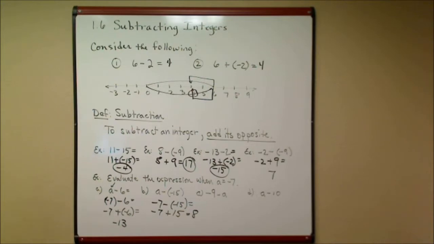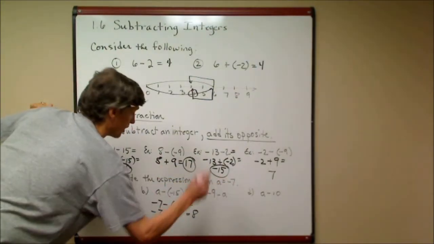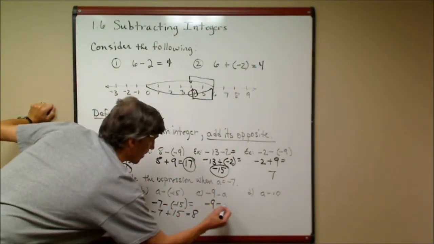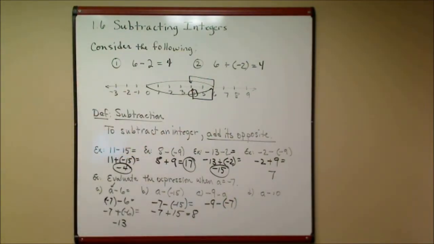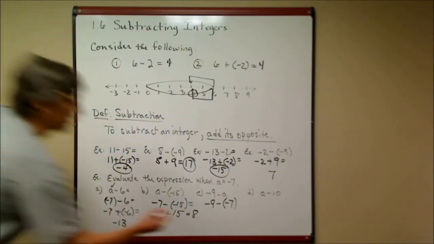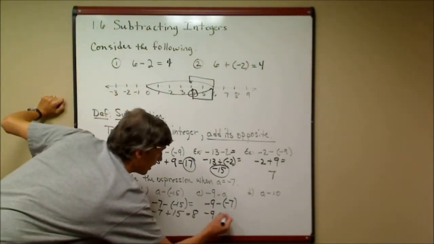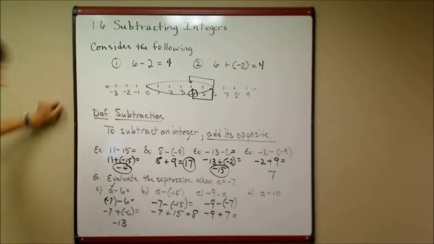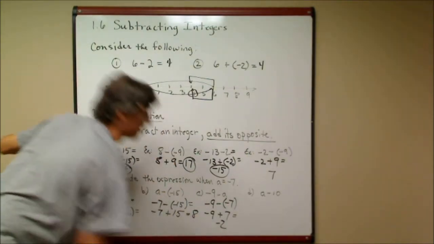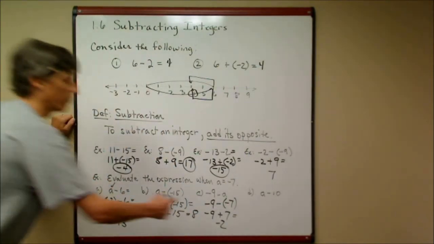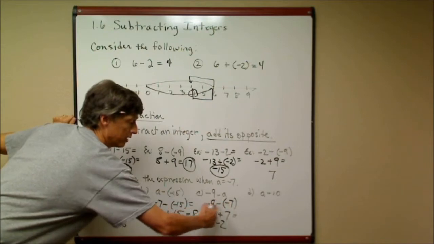Negative 9 minus a, substitute the negative 7 in here. Now I'm definitely going to put the parentheses, minus a negative 7. Negative 9 minus a negative 7 is the same thing. I'm going to change it to an addition problem by the definition as negative 9 plus 7, one of each. A positive and a negative, you subtract their absolute values, take the sign of the larger, I'm going to have a negative 2.